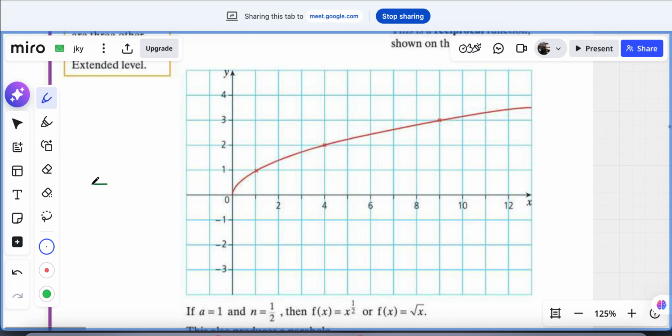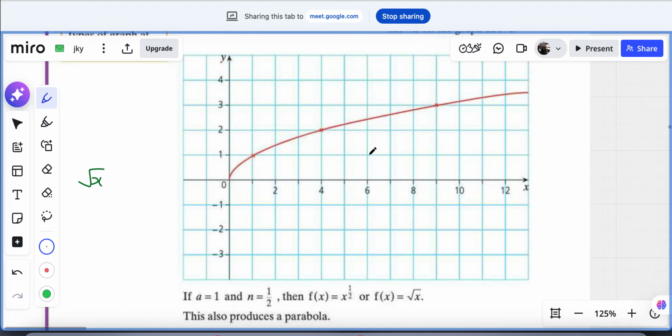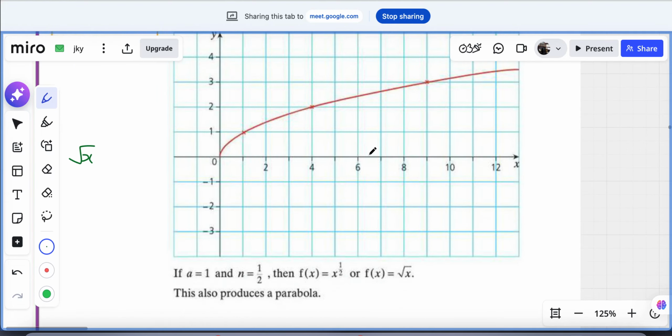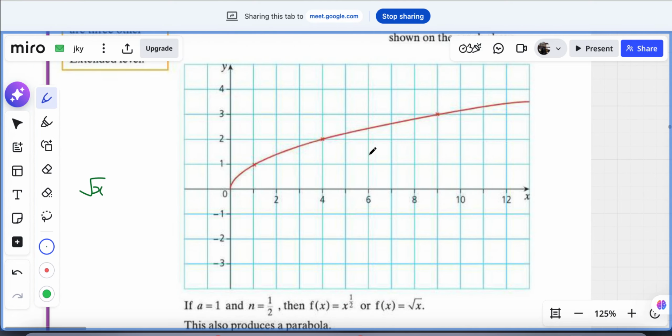Now we move on, still on graphs. We move to the graph of root x. Root x means x raised to the power half. Please take note, in indices, when you say square root of x, and they ask you y equals root x, plot the graph, the graph will look like this one, and we call it a parabola. This is a parabola, okay? Root x means x raised to the power half. I hope you still remember in indices. Root x means x to the power of half.